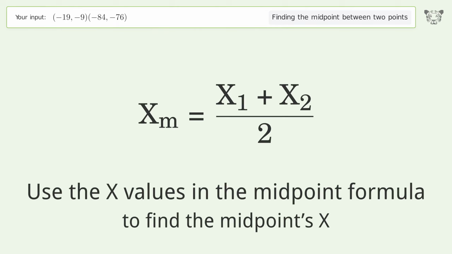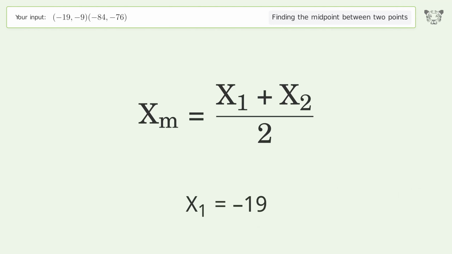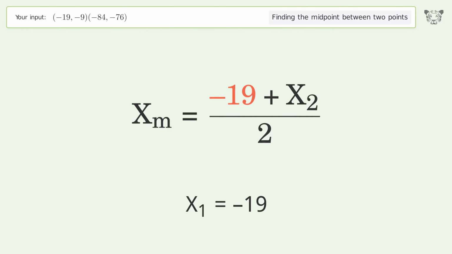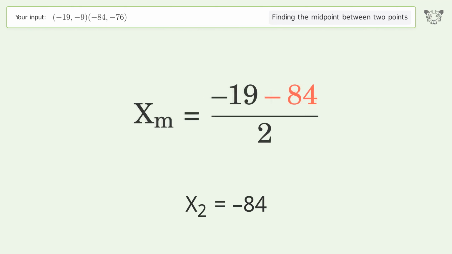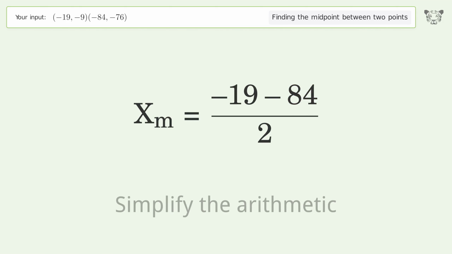Use the x values in the midpoint formula to find the midpoint's x. x1 equals -19. x2 equals -84. Simplify the arithmetic.